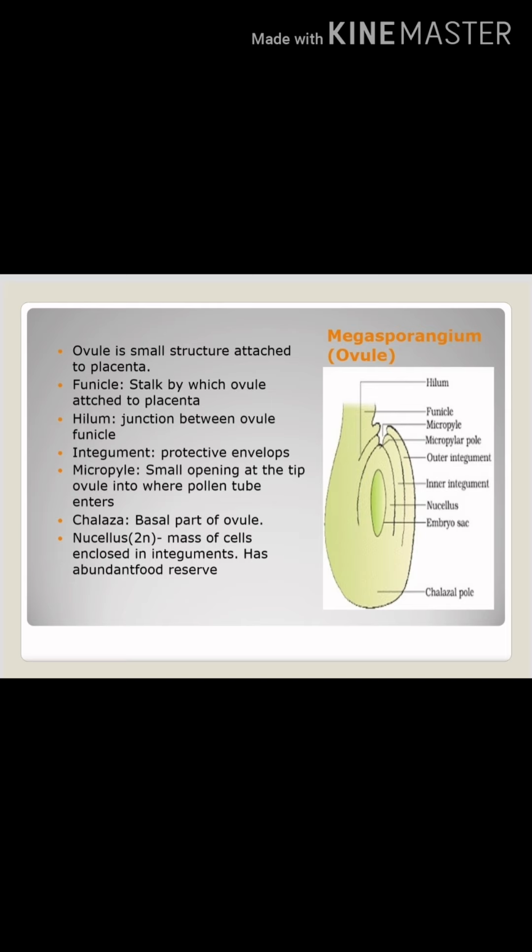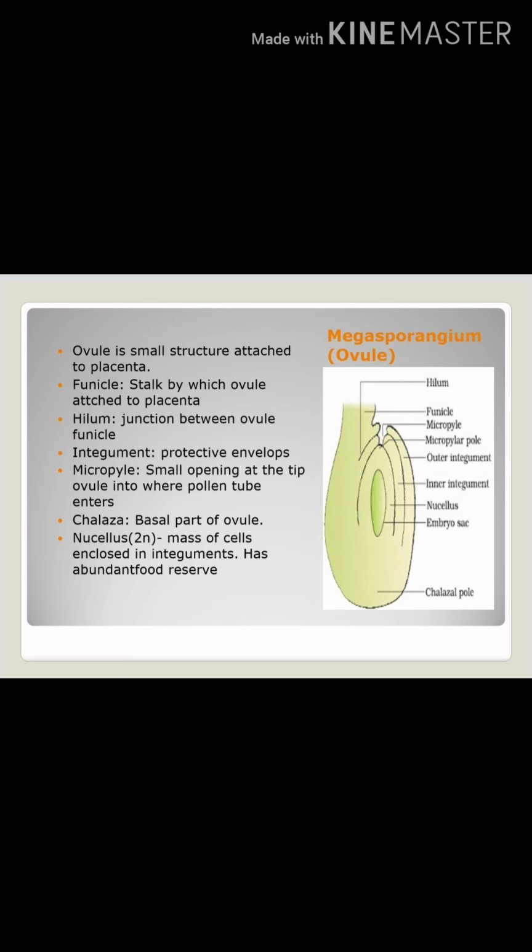Now we will discuss the megasporangia, or we can say the ovule. These are small structures attached to the placenta. Here we have the structure of the ovule. You can see the funicle, the stalk by which the ovule is attached to the placenta, and the hilum, which is the junction between the ovule and funicle.